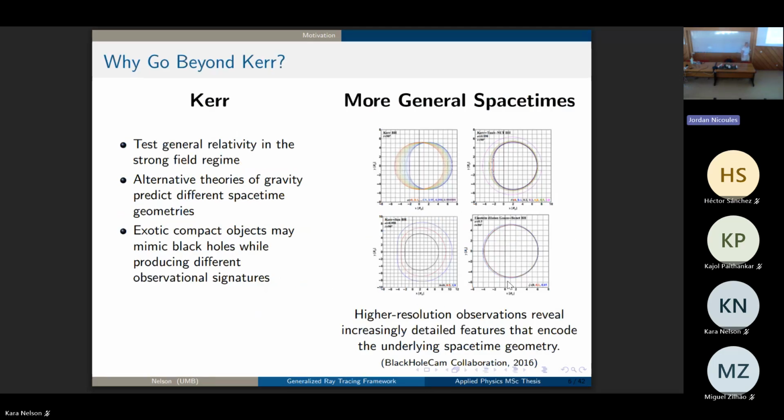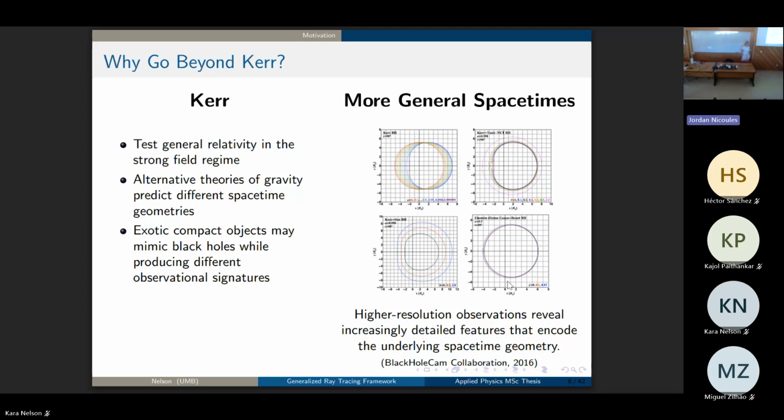As you all know, why do we care about going beyond Kerr? We know that Kerr is really nice to study and a little bit more complicated than Schwarzschild, but there's really no guarantee that an image is going to look like a Kerr or not. So when we extend this to more general spacetimes, more complicated ones, we can learn a lot about the image that we're looking at.